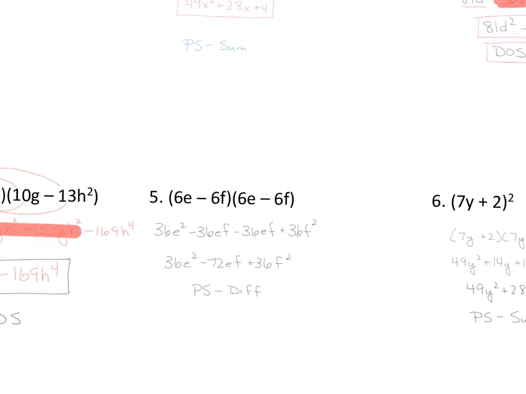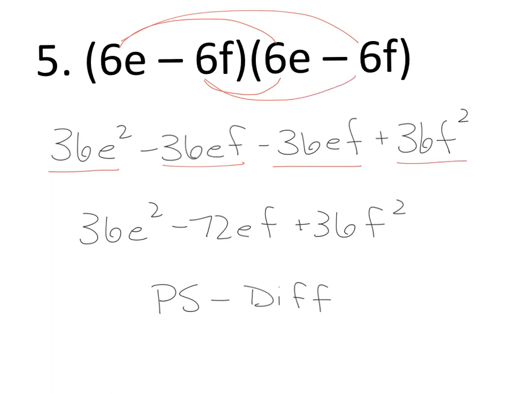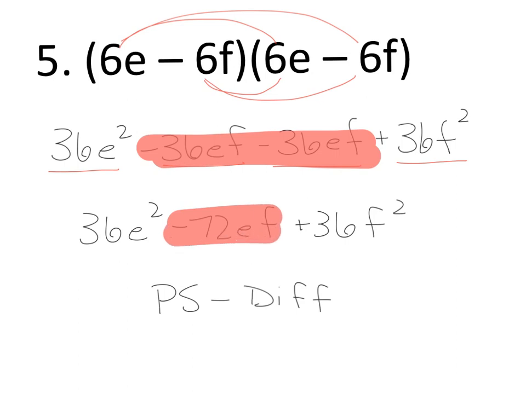All right, going down and looking at example number 5. Okay, so you should have gone ahead and distributed the 6e to both parts. So you're going to get 36e squared. Remember, change the exponent when you multiply. Minus 36ef. Now go ahead and distribute this negative 6f. So negative 36ef. And then negative times negative is a positive 36f squared. Again, I'm changing that exponent when I multiply. All right, so now you're going to go ahead and combine like terms in the middle. And that's how we're getting that negative 72ef. All right, so now since I have the same thing written twice, it's a perfect square, and difference means subtraction in the middle there.